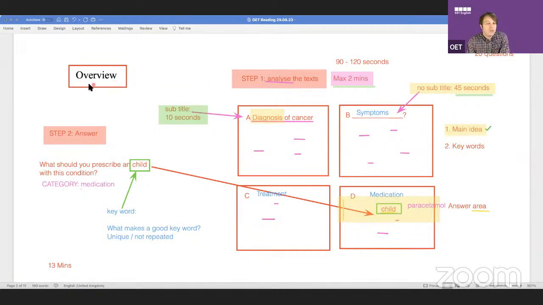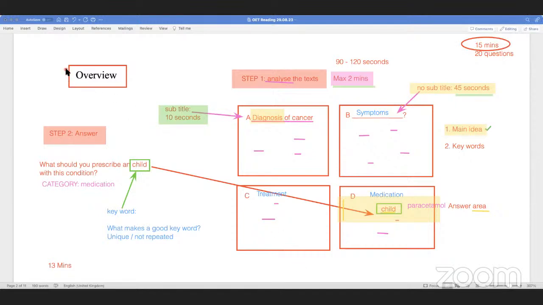This is just an overview of what you're trying to do in this exam. Step 1, 90 to 120 seconds, finding main ideas. If you have a title, 5 seconds, 10 seconds. If you don't have a title, spend longer. Make sure you get the main idea. Is this clear, or does anyone want to ask any questions at this point? Please feel free to ask questions. Anyone else? Thank you.